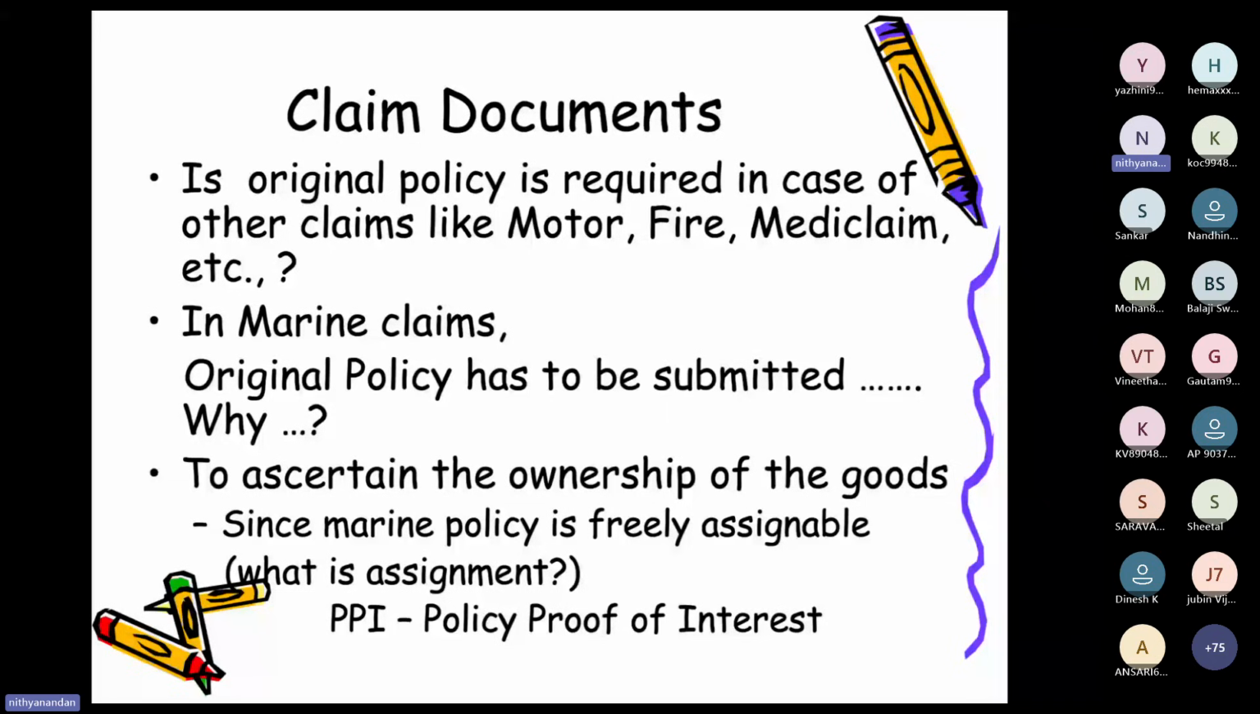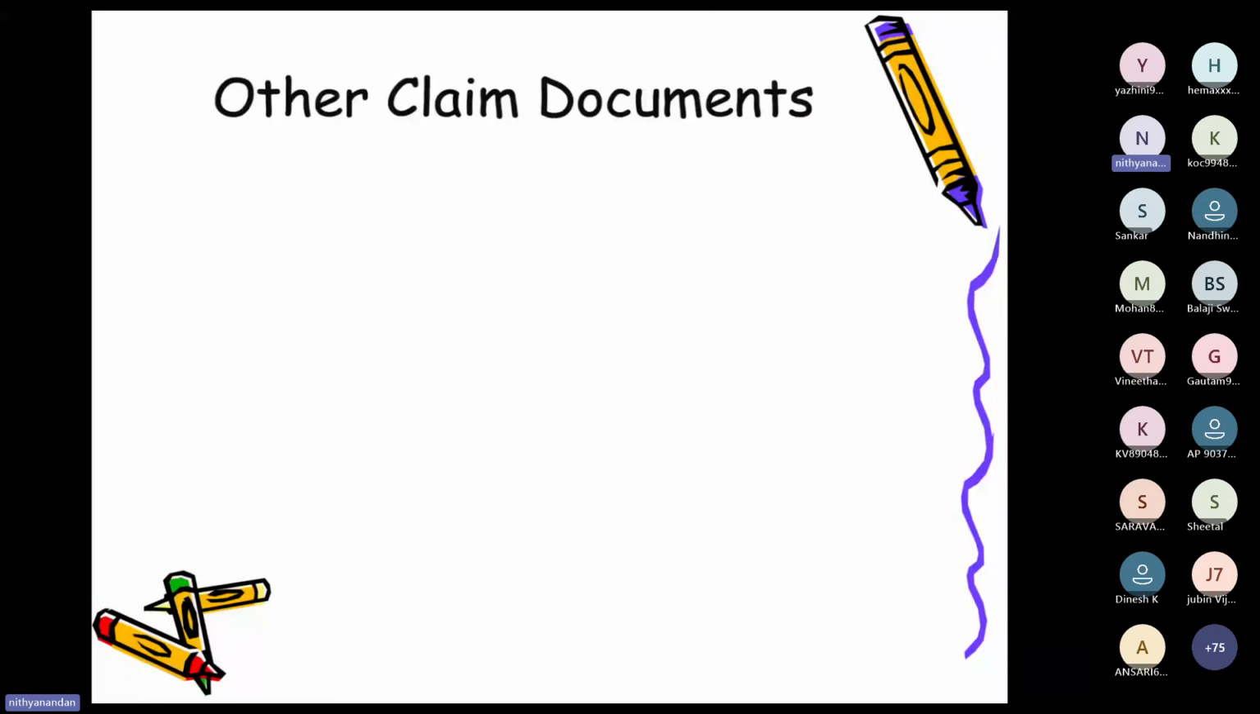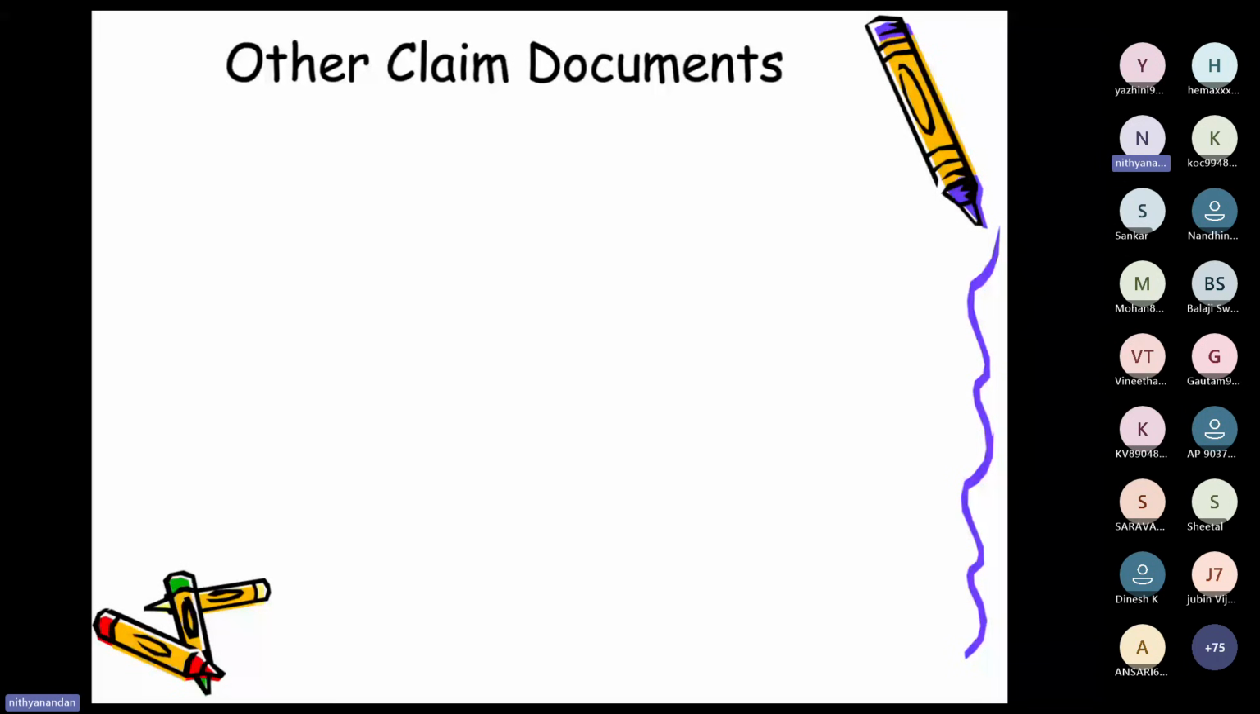Suppose the policy is genuinely lost. Shall we reject the claim? No. If the policy is genuinely lost and it is proved by the insured, and he is giving an undertaking that if something happens in the future and somebody else is claiming, I will make the repayment, then he will give an undertaking and we will settle the claim.